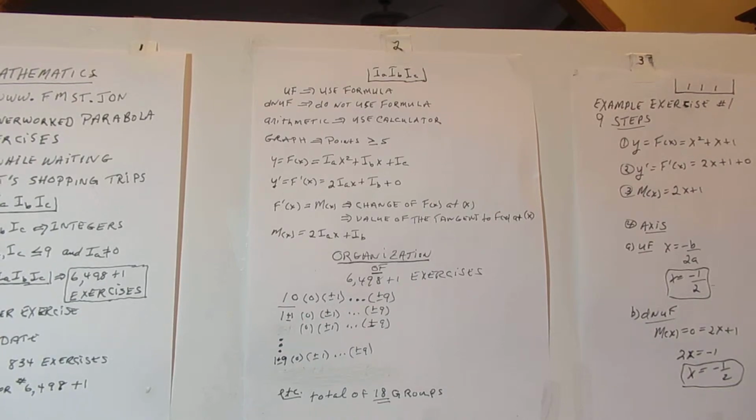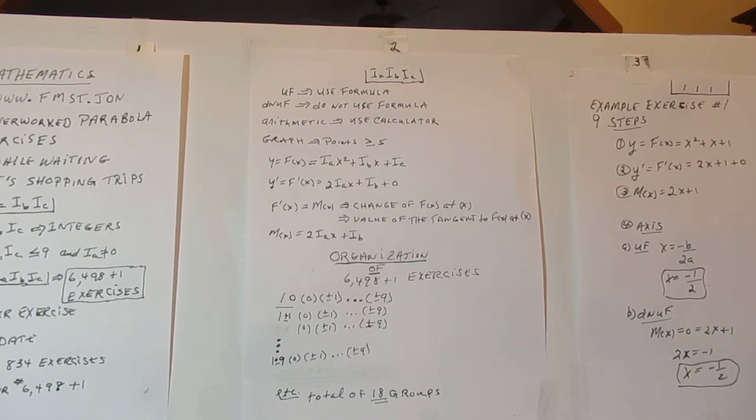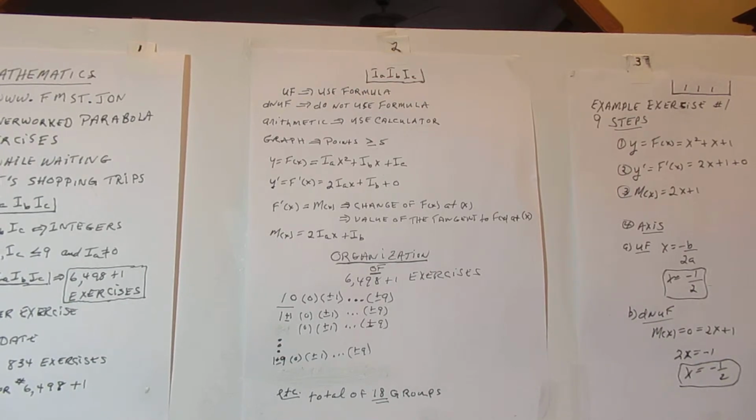Organization of the 6,498 plus 1 exercises. It starts off with 1, 0, 0 plus or minus 1, plus or minus 9, and it ends with 1 plus or minus 9, 0 plus or minus 1, plus or minus 9. A total of 18 different groups.